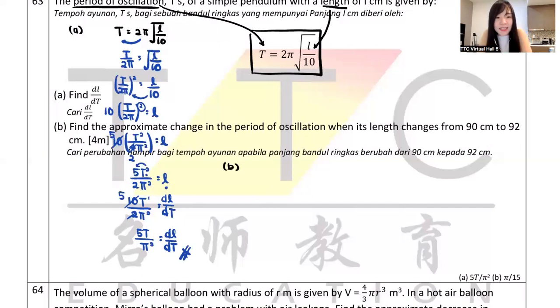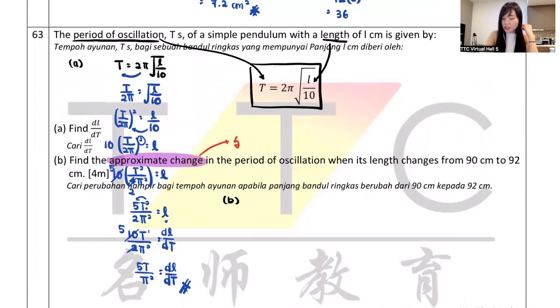B, they say what? B, they say, find the approximate change. Guys, I repeat, the keyword approximate change. So approximate change always means delta. Can anyone tell me the B? They want to find delta what? Okay, thank you. They say, find the approximate change in the period of oscillations. So period of oscillation on top here is T. So I think they want to find delta T.